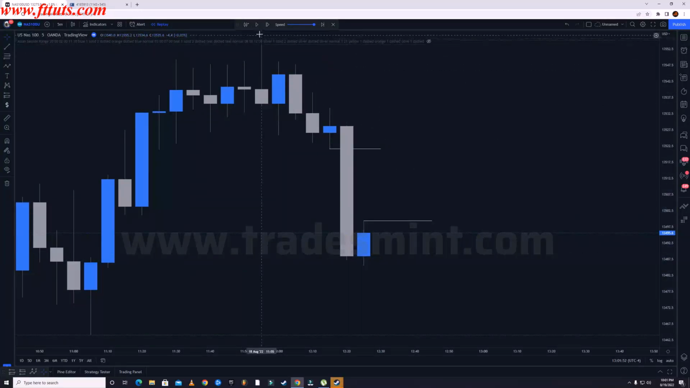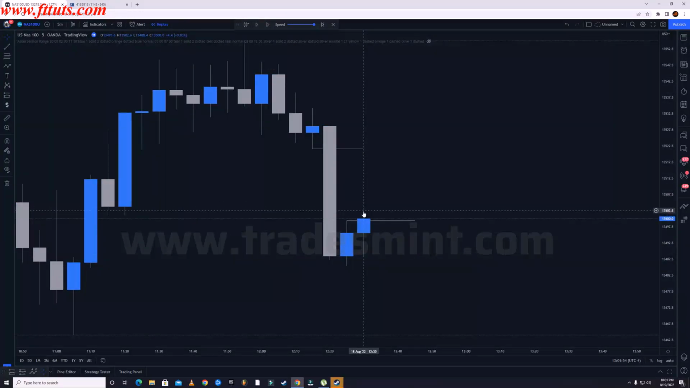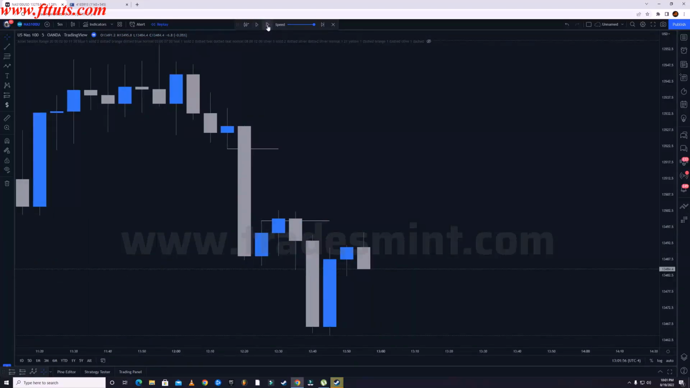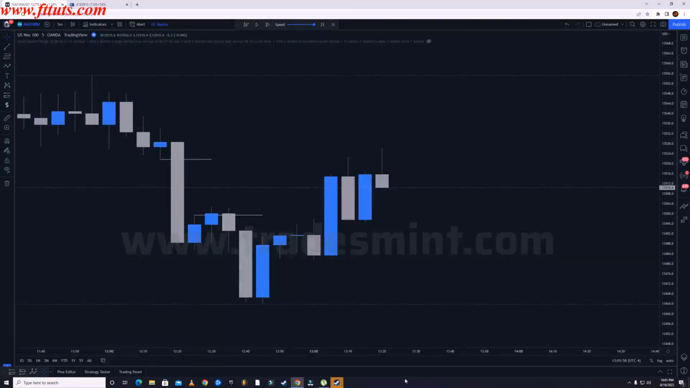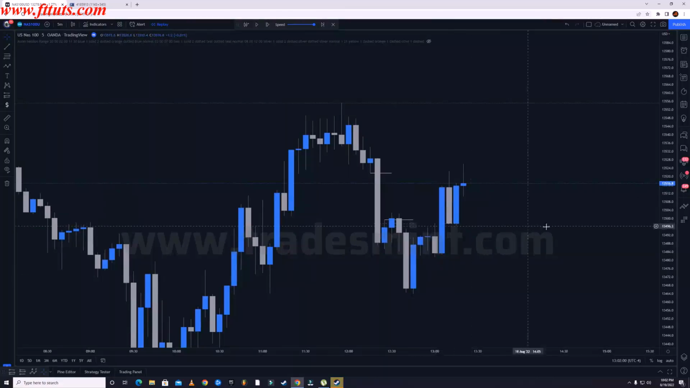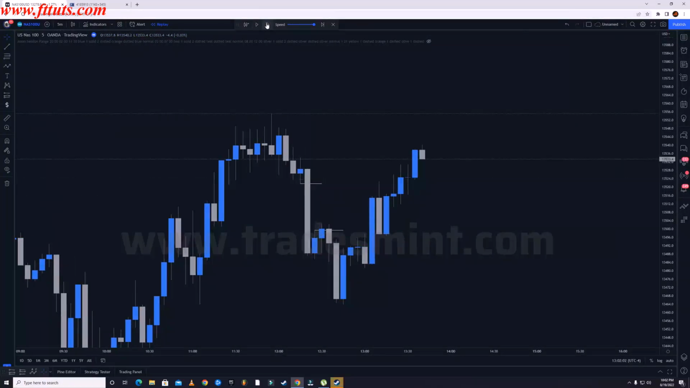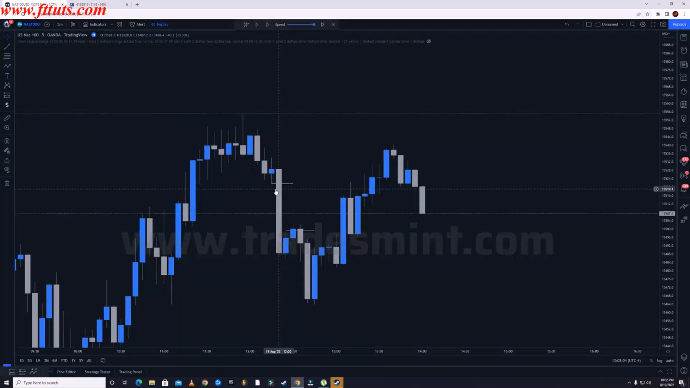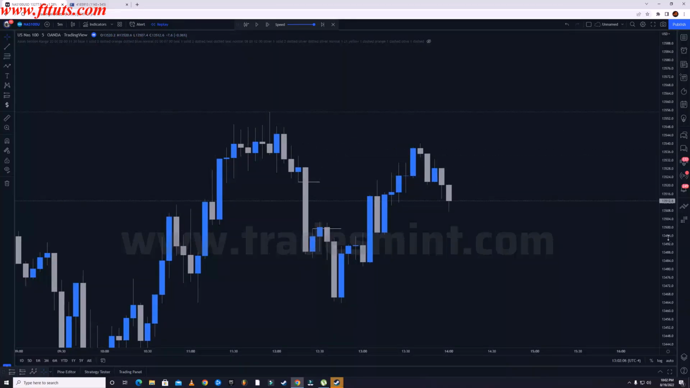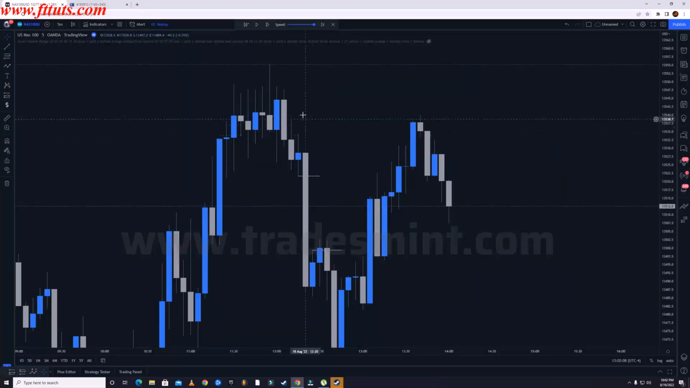So let's see what happens. Price fills the imbalance and then it drops down. Very simple, guys. And as you can see, price goes up a bit, fills all the imbalance here, and there should be some imbalance on a smaller time frame.